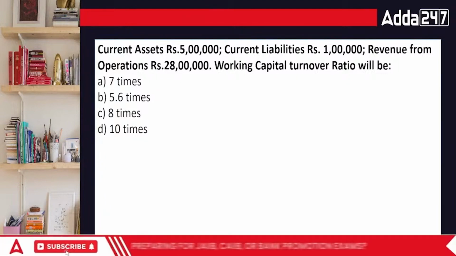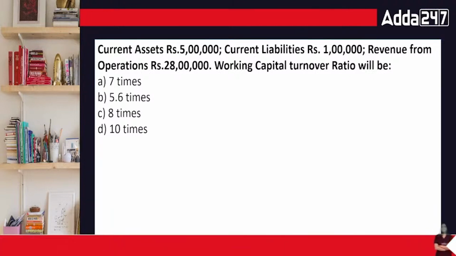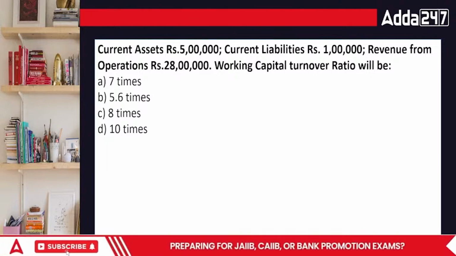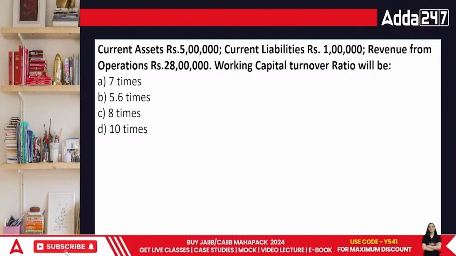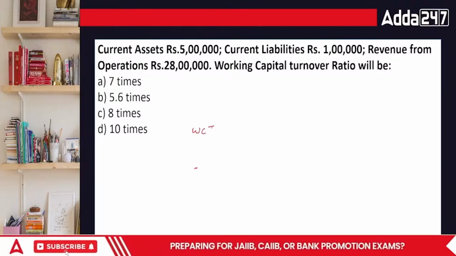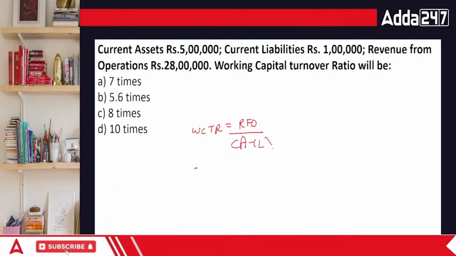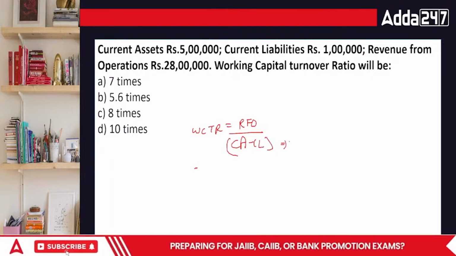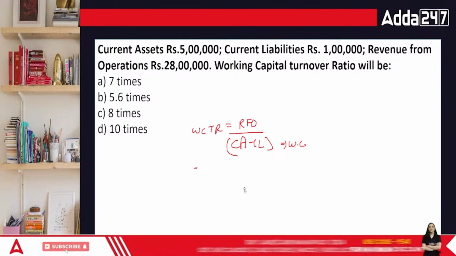Next question, everyone. It says that the current assets are of 5 lakh, current liabilities are of 1 lakh, and then we have the revenue from operations 28 lakh. Find the WCTR. What do you mean by WCTR? Working capital turnover ratio is basically revenue from operations divided by current assets minus current liabilities. This is nothing but working capital. So go ahead and solve it, everyone. Take a moment and solve it.